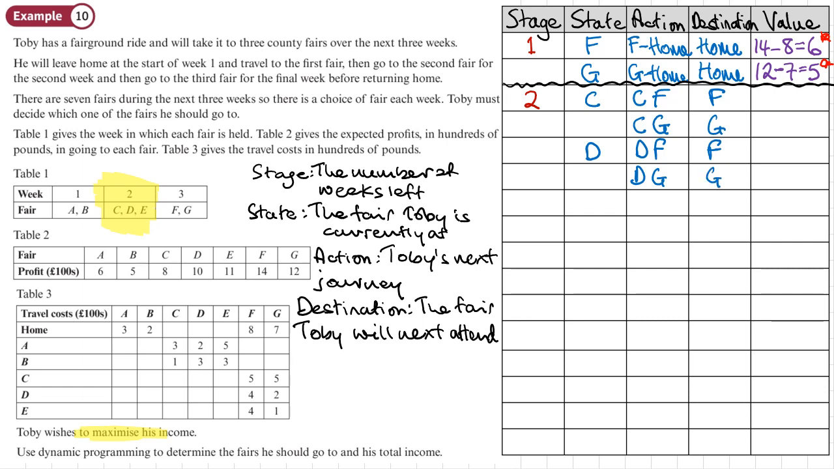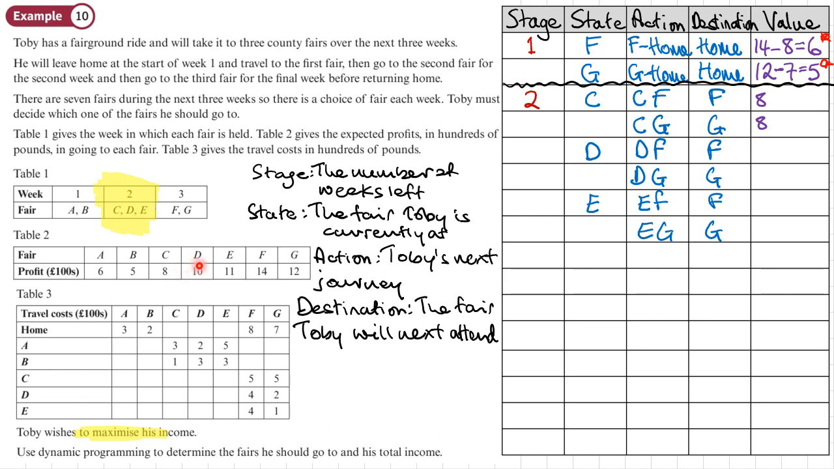Or he could be at fare E and his journey is from E to F or E to G, so he finishes at F or G. So I'm going to start by writing down the profits from each of the fares. So if he's at C, his profit's going to be 8, so I can write that down. There may be some stuff I need to add or subtract from this.